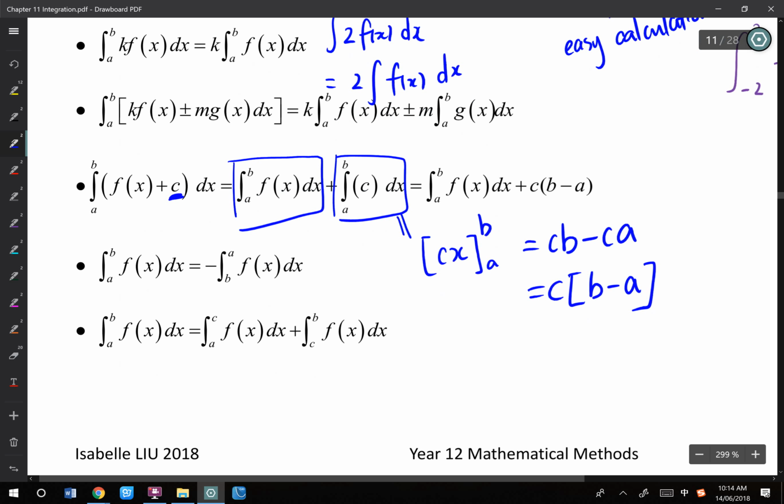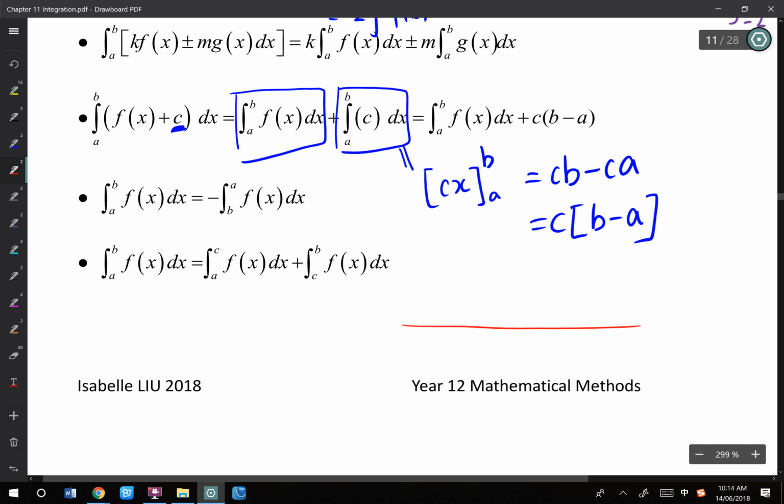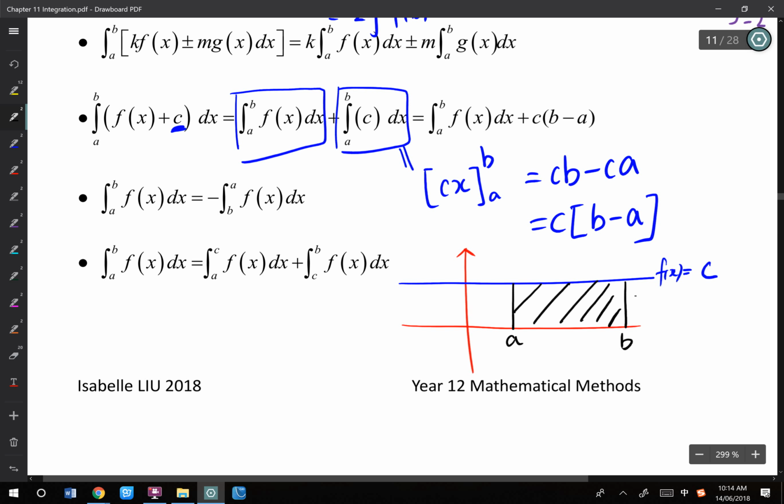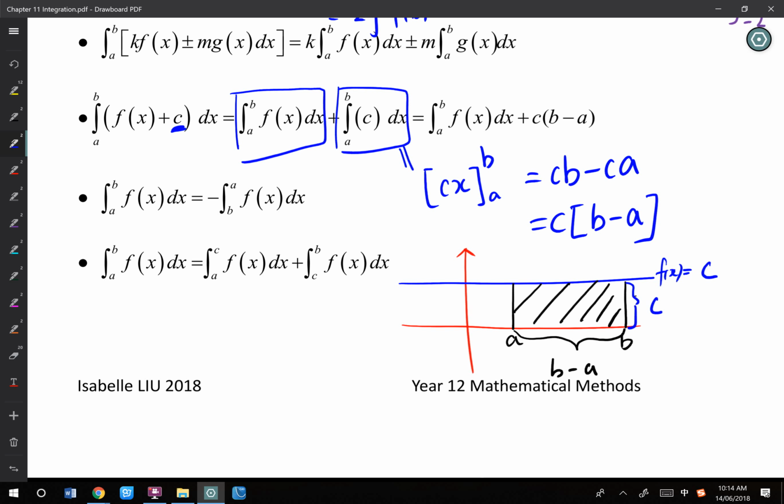Also, you can see this as an area under the curve. So what does a constant function look like? That's y equals c, or let's say f(x) equals c. If I talk about the area under the curve between a to b, that's just a rectangle shape. So this length is b minus a, and this length is just c. So the rectangle is c times (b minus a). Again, it's the same.